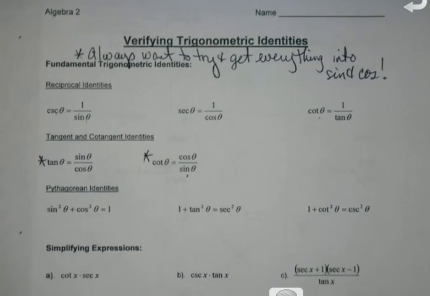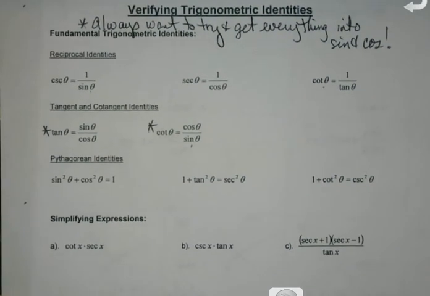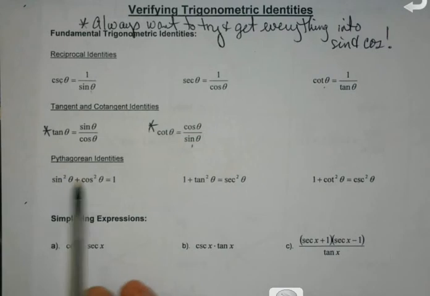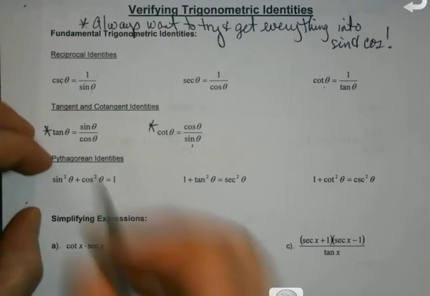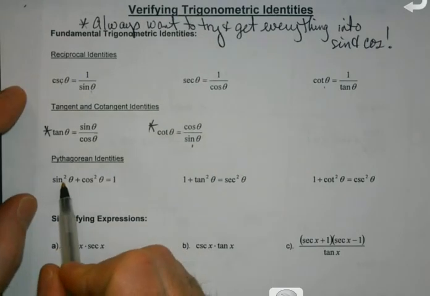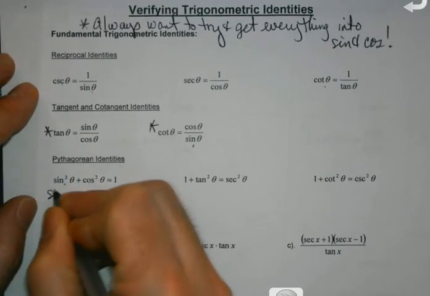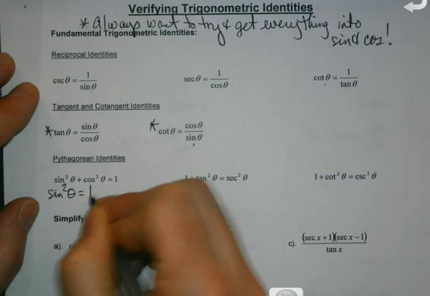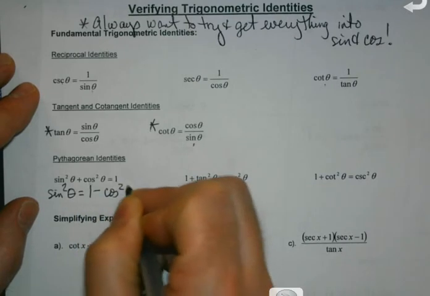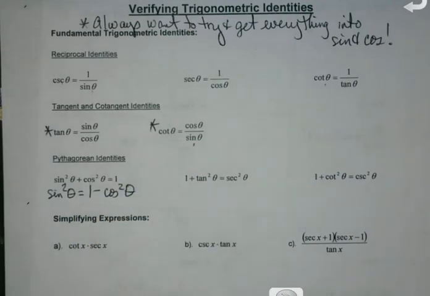But the one thing I wanted to do that's not done on here that'll help you out is understanding how I can manipulate these some. Sine squared plus cosine squared equals 1. That's great. But what if I just see sine squared sometime? For instance, if I wanted to get sine squared by itself, what would I have to do? Subtract cosine squared. Okay, so sine squared equals 1 minus cosine squared. That could come in handy if you see a sine squared sometime.